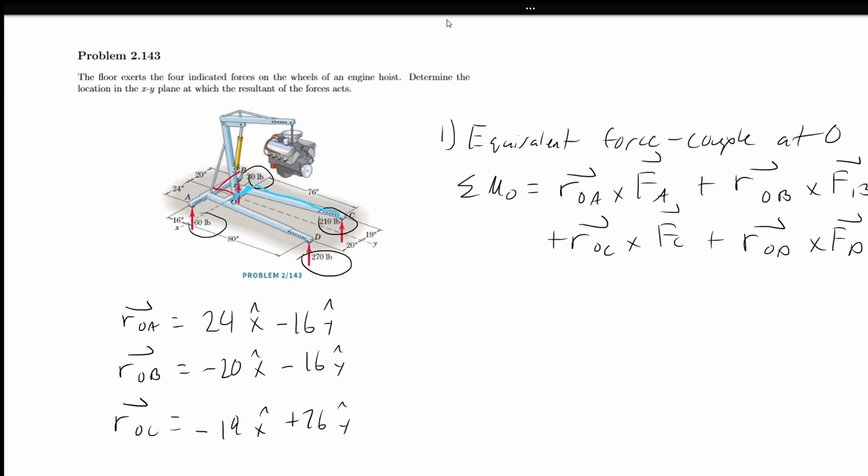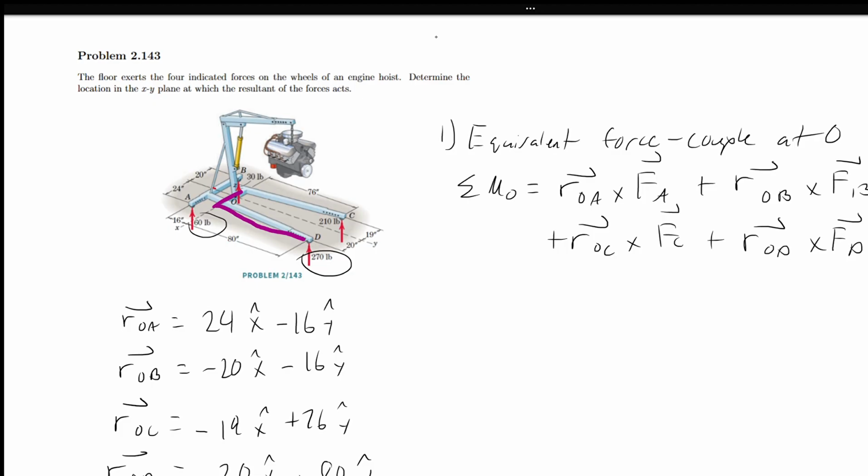All right, and then finally starting at the origin again, we'll erase these. We're going to go to D, so that is plus 20 in the x direction, and then plus 80 in the y direction. So ROD equals 20 in the x, and what did I just say? 80 in the y. I'm doing this totally off the cuff, sorry.